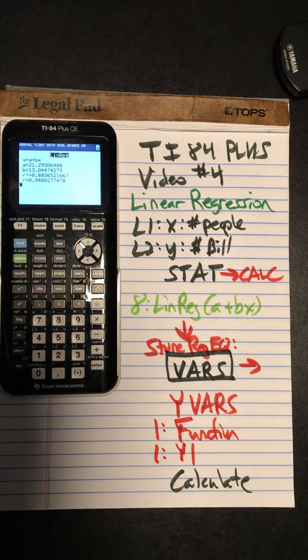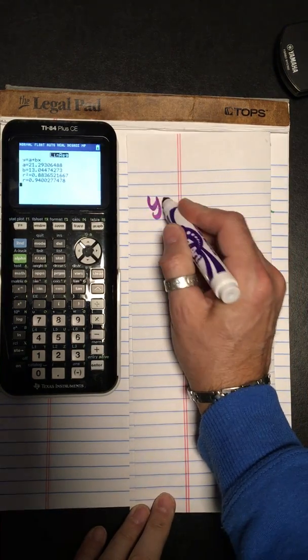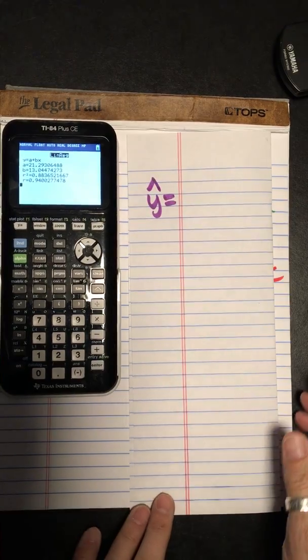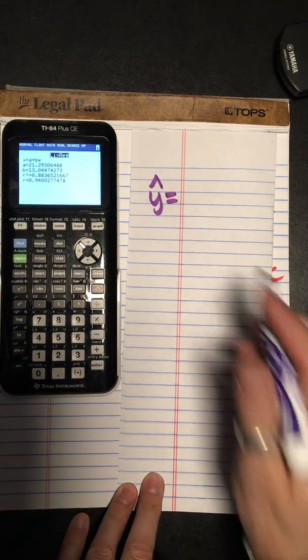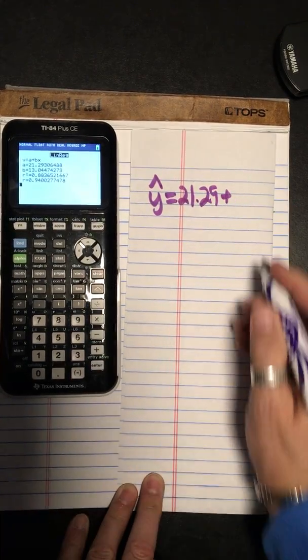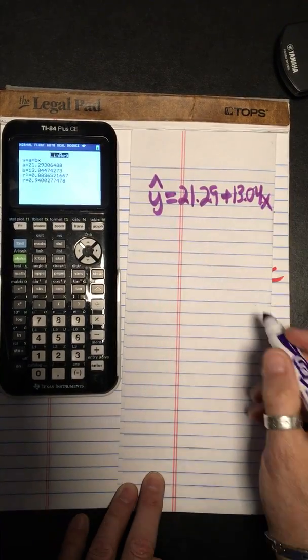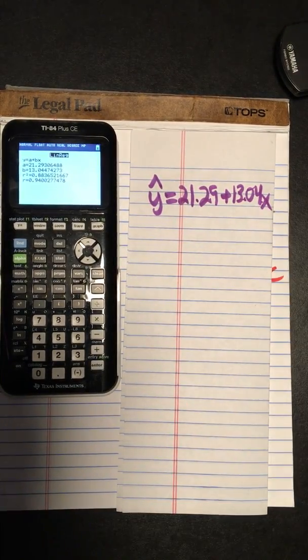And you'll see our information for our linear regression equation. So this equation of the line of best fit is y equals, and actually I'm going to use y hat, and that's how we show a predicted y value. 21.29 plus 13.04x. And this is my y-intercept and this is my slope. And we will talk about how to interpret those later.